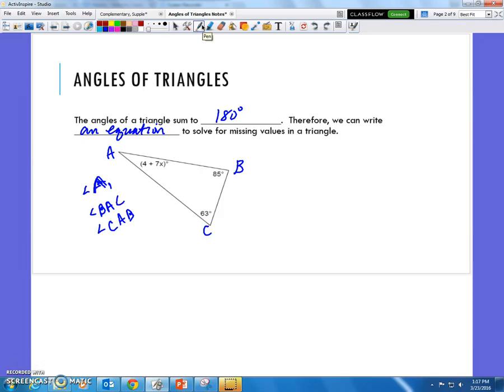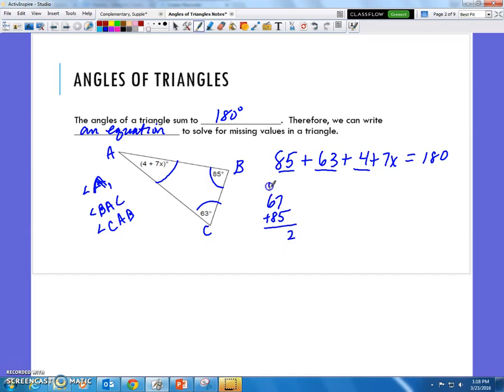The triangle has 180 degrees, and therefore the sum of all three angles, 85 degrees plus 63 plus 4 plus 7x, should all equal 180 degrees, because no matter what type of triangle you have, there's always 180 degrees in that triangle. Now that we have a nice equation to solve, I can combine my like terms. 85 plus 63 plus 4, that's 67 plus 85. Looks like we got about 152 so far, plus 7x equals 180.